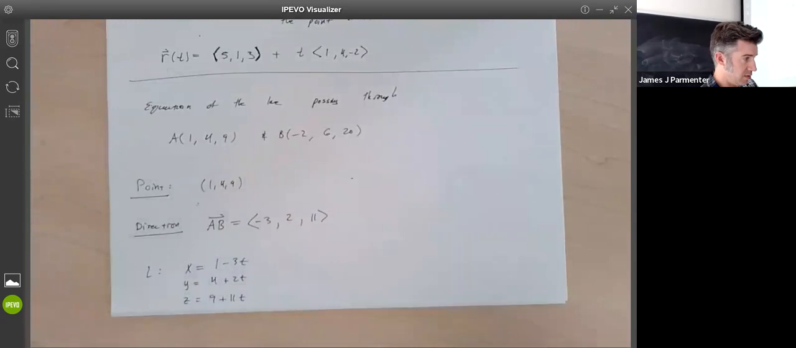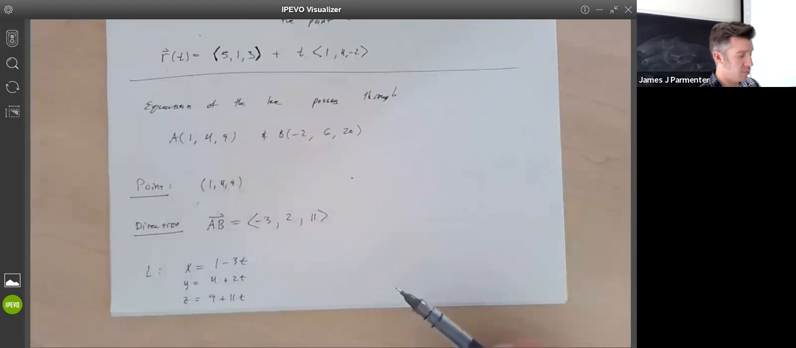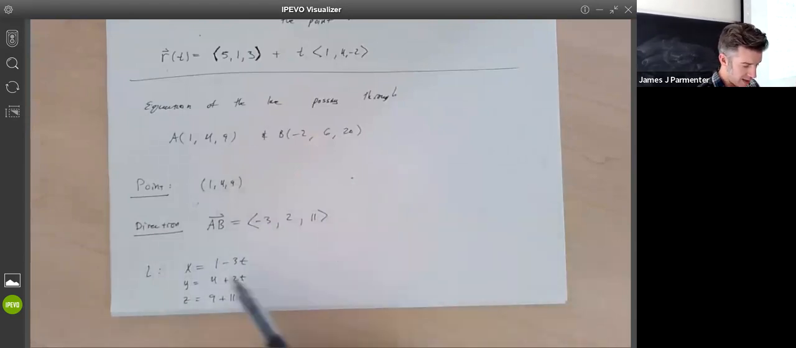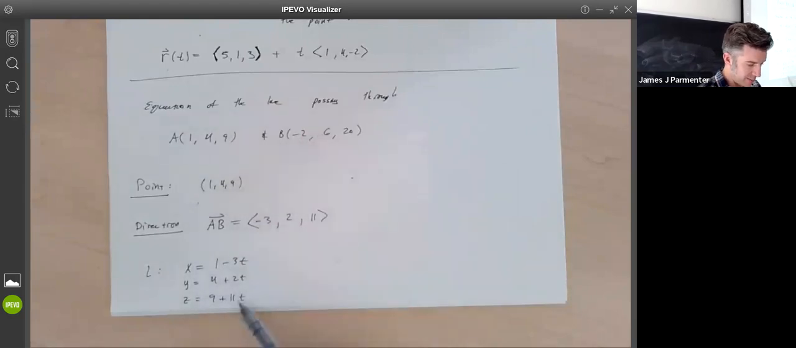Again, there's lots of ways you can do it. One way of checking that you've done it right is to pick 2 values for t, specifically t equal to 0 and t equal to 1. If I plug in t equals 0, I get the point 1, 4, 9. Check, it's on the line. If I plug in t equal to 1, I get 1 - 3 = -2, 4 + 2 = 6, and 9 + 11 = 20. You should get the 2 points that you're trying to go through if you plug in t equals 0 and t equals 1.